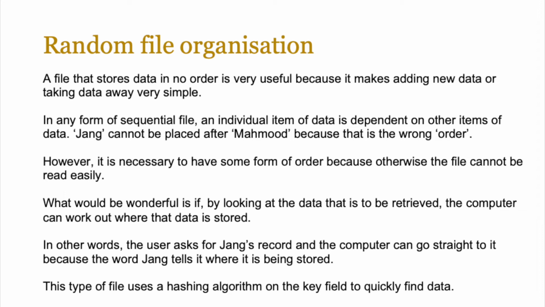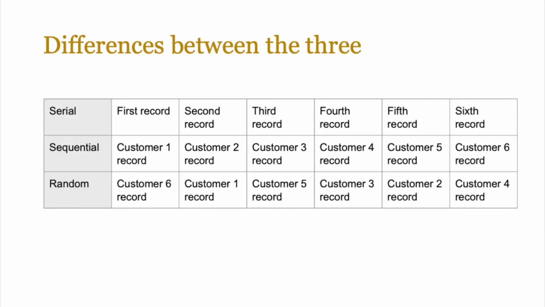In any form of sequential file, an individual item of data is dependent on other items. To go back to our alphabetical order of students, Jang cannot be placed after Mahmoud because it's in the wrong order, so we need to do some kind of processing for it. And what would be really wonderful would be that if you looked at the data that is to be retrieved, the computer could automatically work out where the data is stored. And that is the role of the hashing algorithm. So what are the common differences between the three?